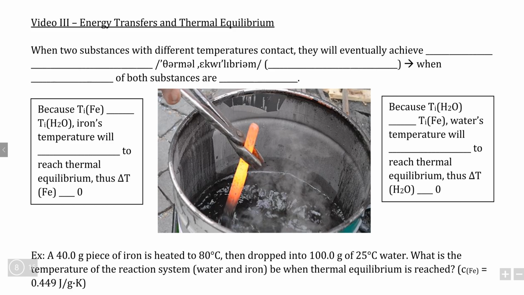In this video, we're going to be looking at our first application of the formula Q is equal to mc delta T and also of specific heat capacity, that being thermal equilibrium, which is just a fancy way of describing when the temperature of two different substances that are in contact with each other become equal.